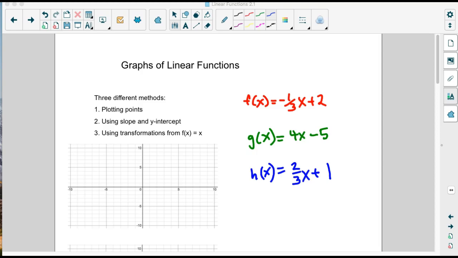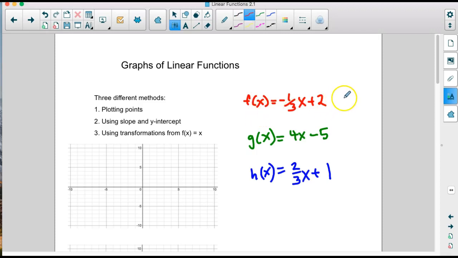Those being plotting points. Second method is using slope and y-intercept, and third is using transformations of the graph of y equals x. I have 3 examples here. We're going to do all 3 a different way. So we're going to start off with the first one. We're going to be plotting points.